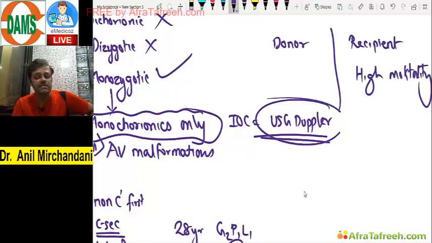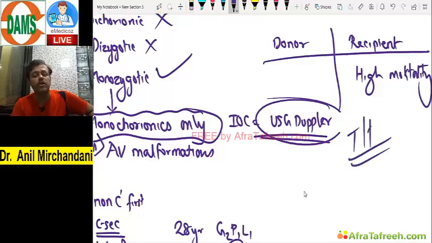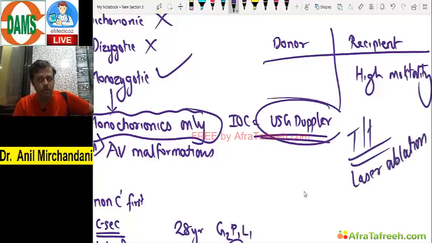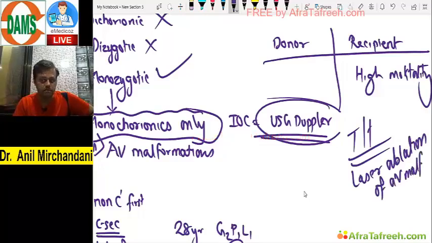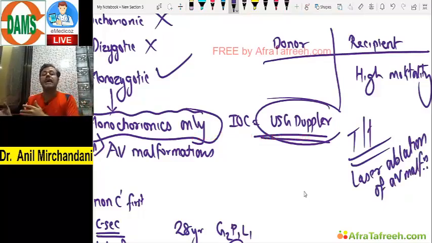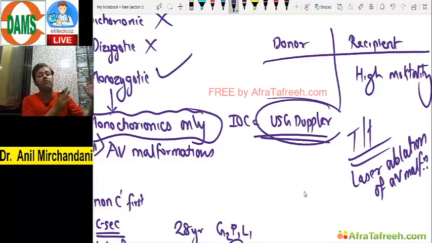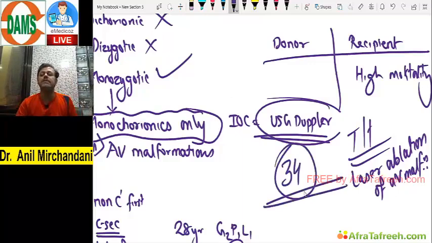Guys and girls, remember this thing, the treatment of choice for twin-to-twin transfusion syndrome is laser ablation of AV malformation. What did I say? When there is monochorionic twinning, monochorionic diamniotic twinning, it's a possibility that twin-to-twin transfusion syndrome is there. What is the cutoff for monochorionic diamniotic? I told you 34 to 37 plus 6. In twin-to-twin transfusion syndrome, see to it that you terminate by 34 weeks. You are doing laser ablation of AV malformation and then terminate at 34 weeks. Am I clear about this?